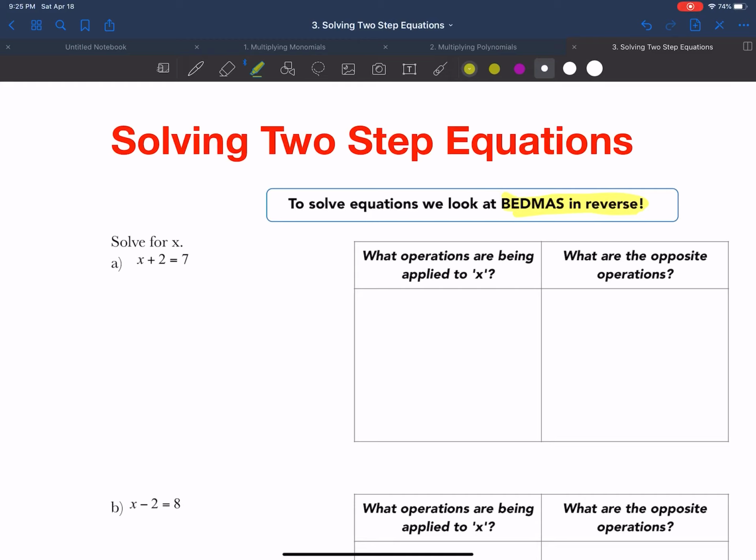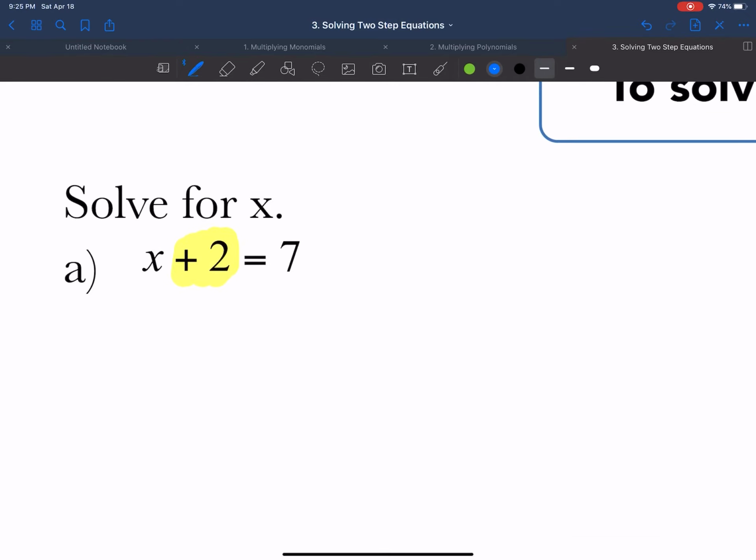So this is not a two-step equation, it's a one-step equation, because only one thing is happening to x. If I was in class with you, I'd ask, what's happening to x? I see that I'm adding 2 to x, so I want to do the opposite operation. The opposite of adding 2 is subtracting 2. And whatever I do to one side, I have to do to the other. So I'm going to subtract 2 from 7 as well.